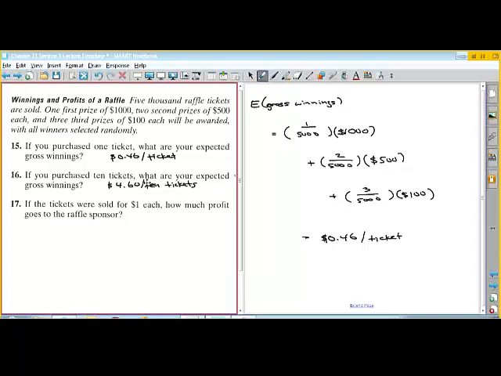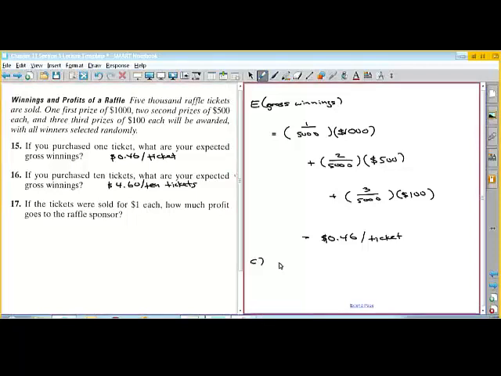Now, the final one says, if tickets were sold for $1 each, how much profit goes to the raffle sponsor? So there's really two questions in that. You figure out what is the profit per ticket, and then you multiply by the number of tickets. And that will give you the total profit. So you don't just subtract 46 cents from $1 and say it's 54 cents, and that's the answer, because that's not what they're asking. They're asking for the total, how much profit goes to the raffle sponsor. It doesn't say per person, so I'm assuming that it means the total amount.